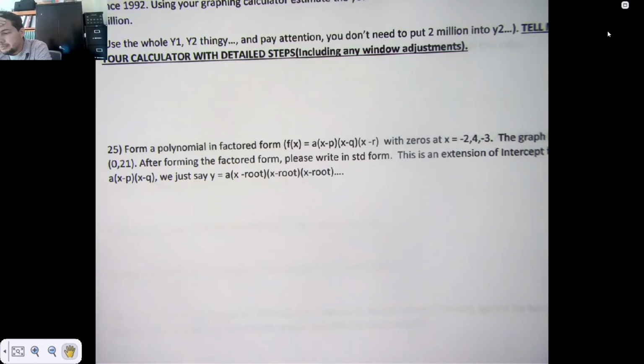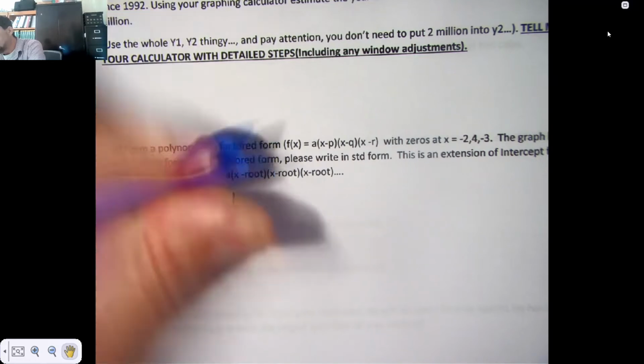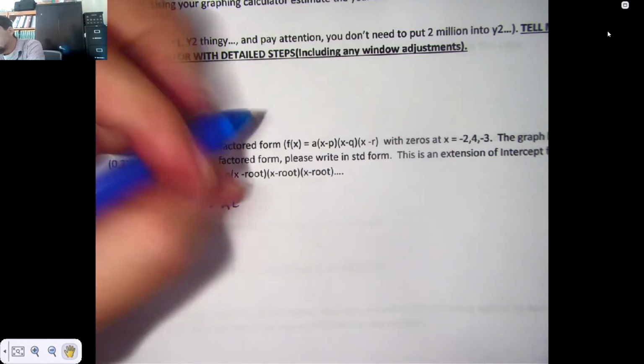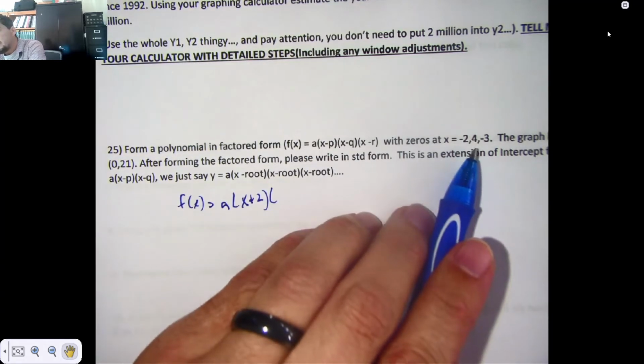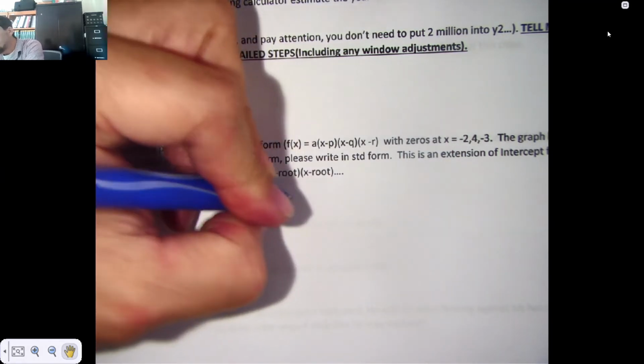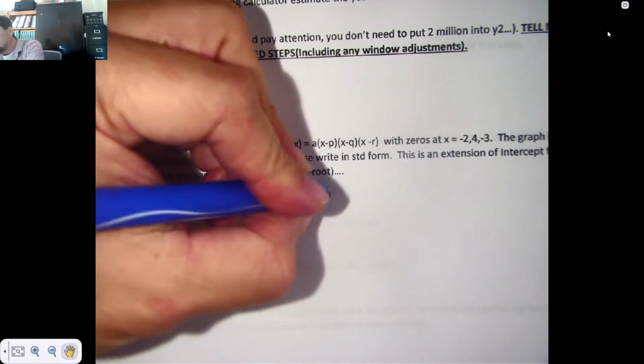Form a polynomial in factored form with zeros at -2, 4, -3. The graph has a y-intercept at (0, 21). After forming the factored form, please write in standard form. All right, so in factored form, if we have a zero at -2, the factor is x + 2. That's easy stuff. If a zero is at 4, the factor is x - 4. If the zero is at -3, the factor is x + 3.